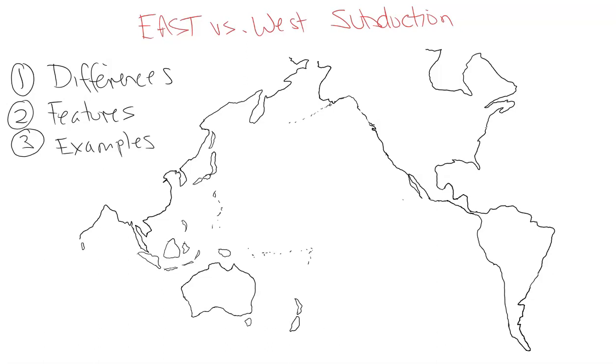You are looking at the East versus West subduction video in plate tectonics. This video is all about explaining the differences between the two types of subduction zones. So there's an East versus West, and looking at the differences, looking at the features, and of course giving you examples of where they are on the planet and the corresponding outcomes from each type. So guys, come join us for this video.